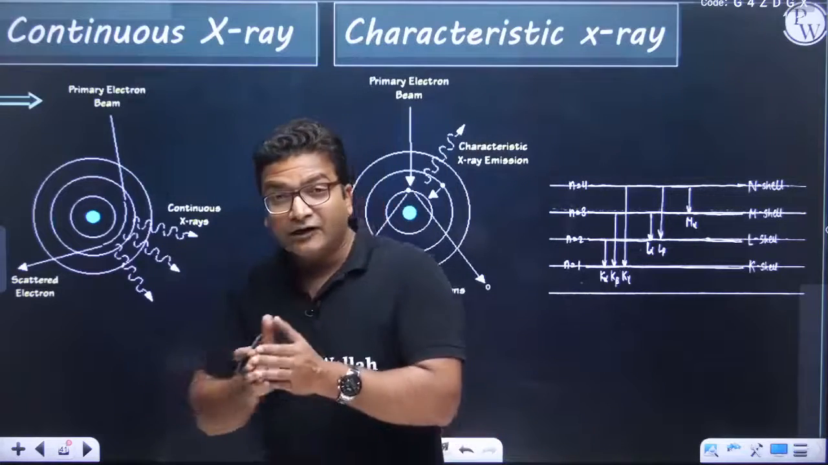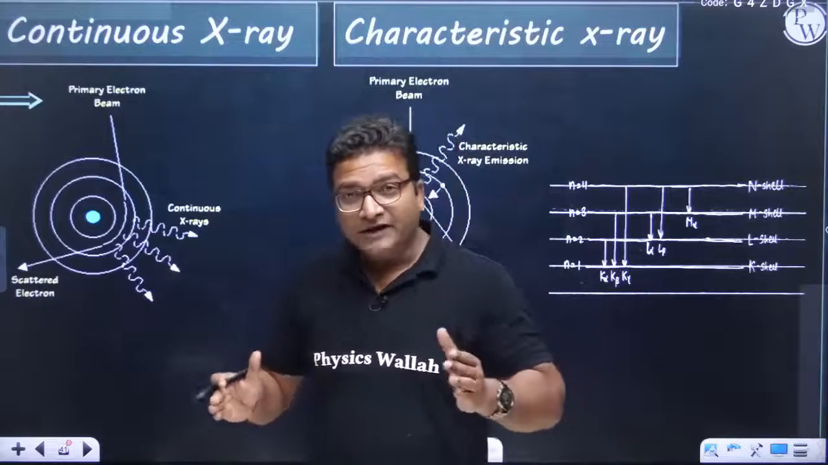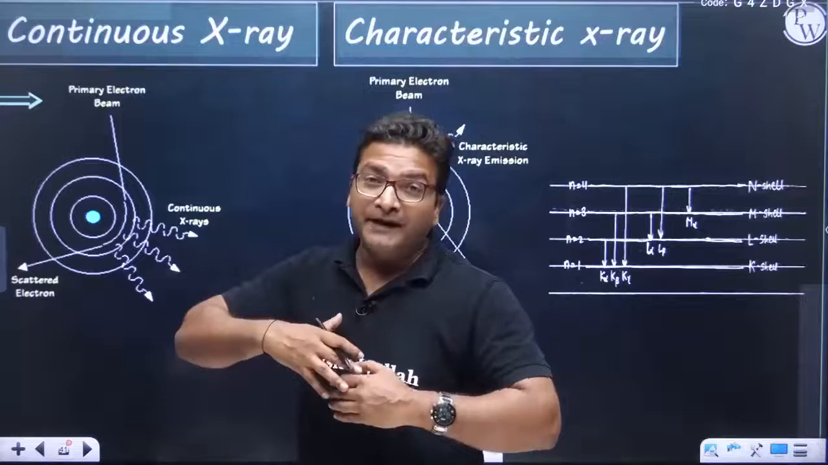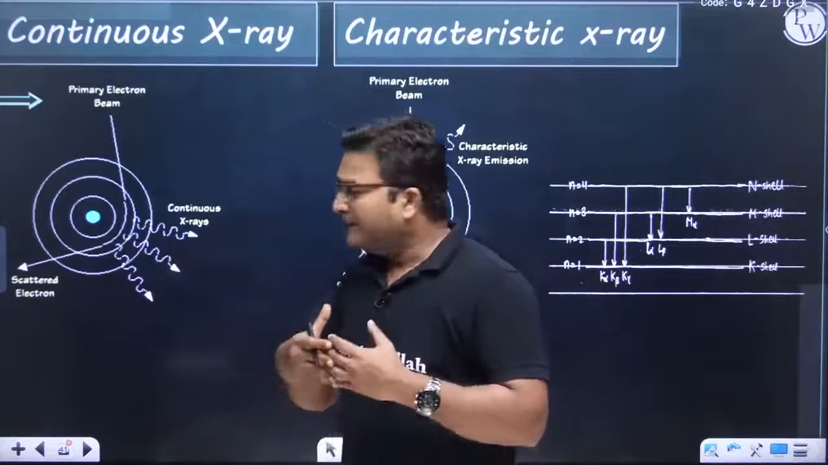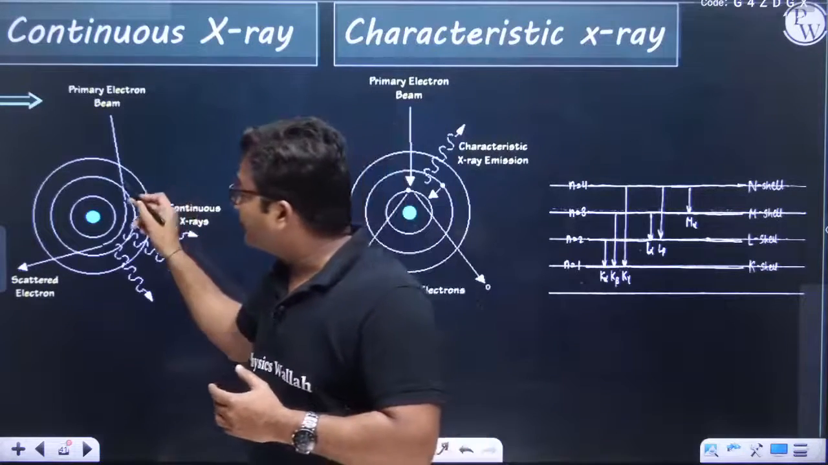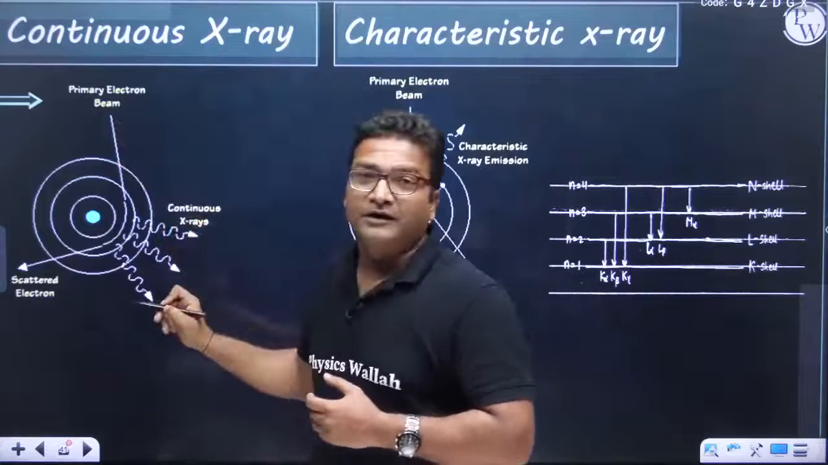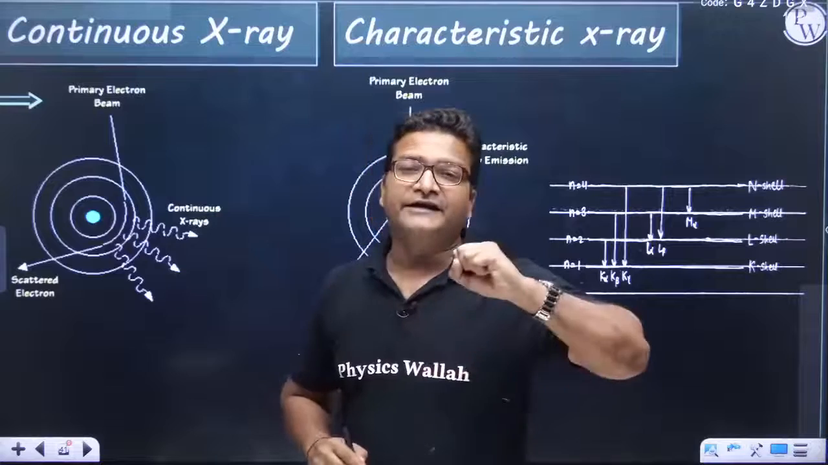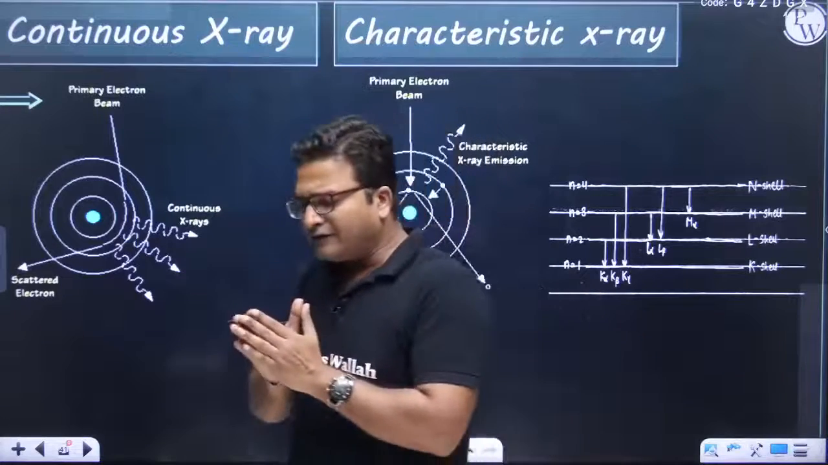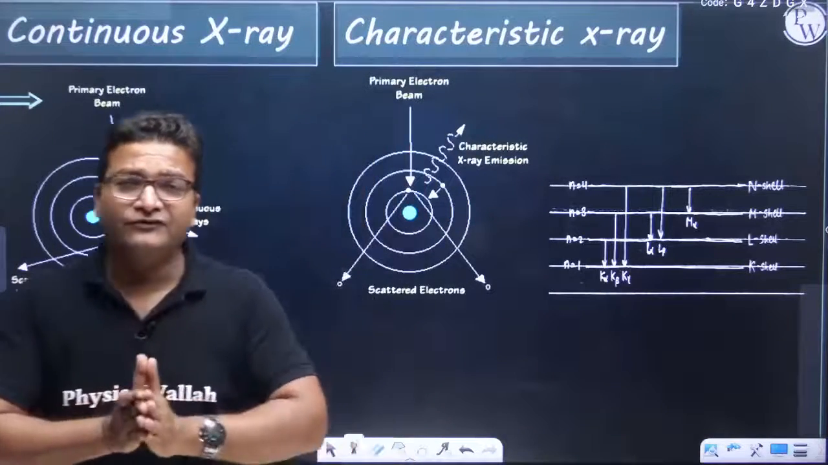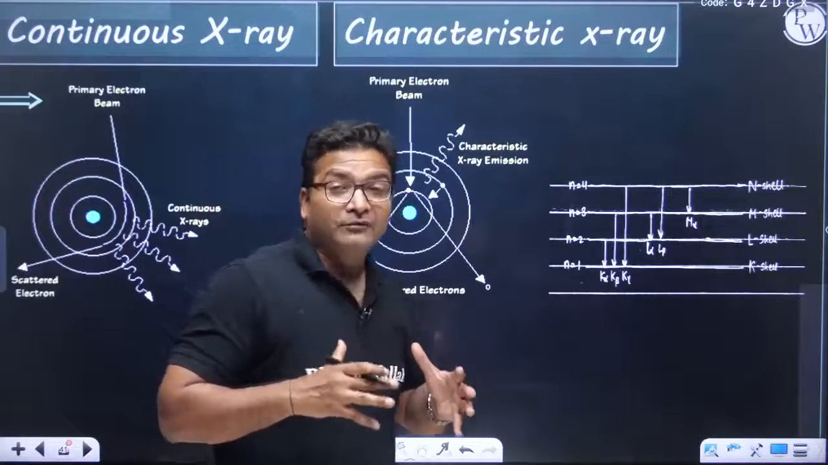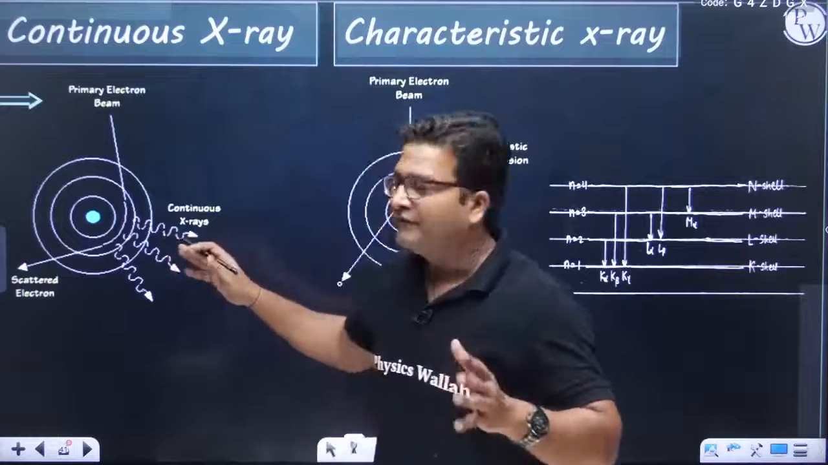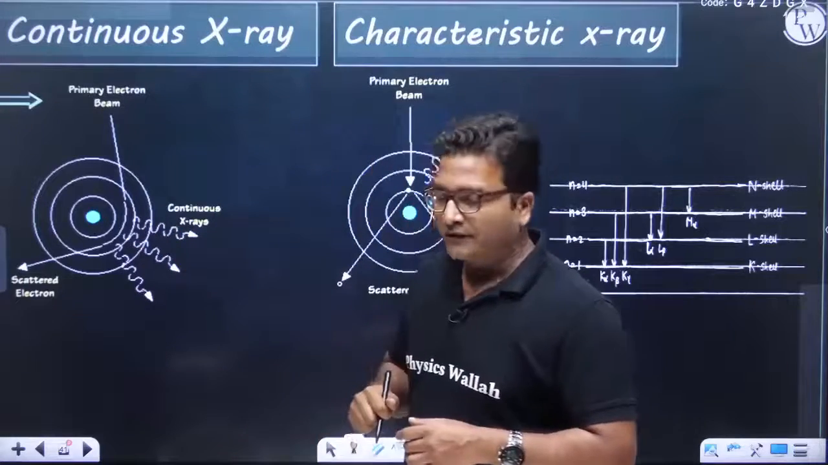These collisions are of infinite types. Sometimes one electron collides with many atoms, so many types of energy losses occur in the electron beam, okay? And the radiations emitted are called continuous X-rays, okay? These contain almost all possible kinds of photons. These contain almost all possible kinds of energies. So we have a wide range of X-rays due to this, okay?